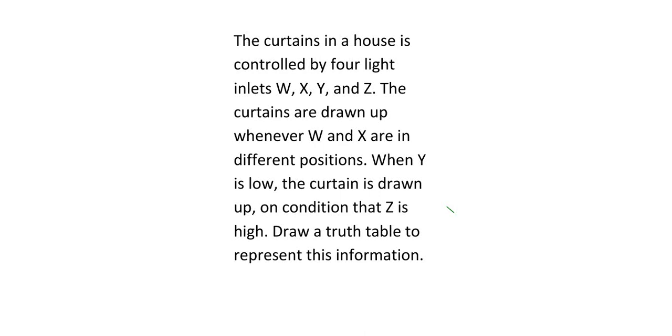The curtains in a house are controlled by 4 light inlets: W, X, Y, and Z. The curtains are drawn up whenever W and X are in different positions. When Y is low, the curtain is drawn up on condition that Z is high. Draw a truth table to represent this information.